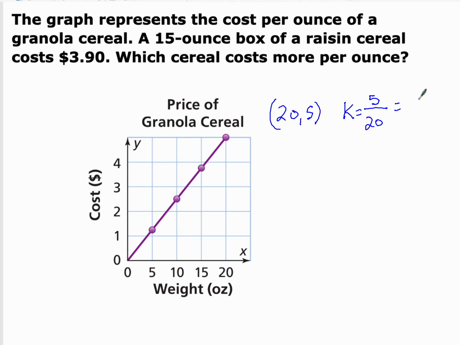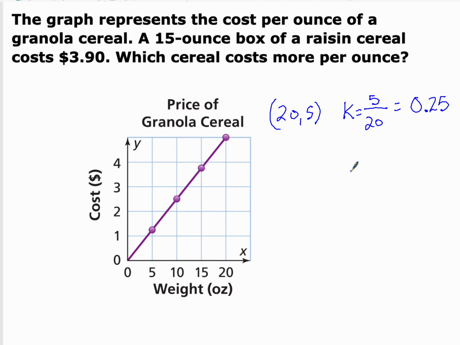Because 5 divided by 10 is 5. Oh, 0.05. It's 0.5. 0.25. 0.25, really? Okay, they lied to me last hour. All right, 0.25. All right, don't worry about it. So 0.25 is my k value.